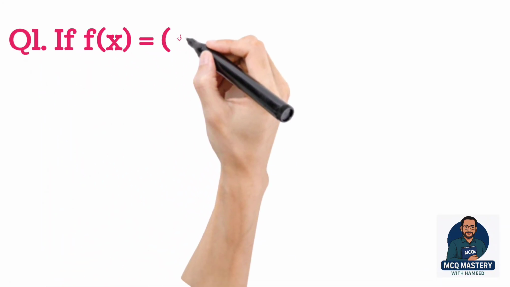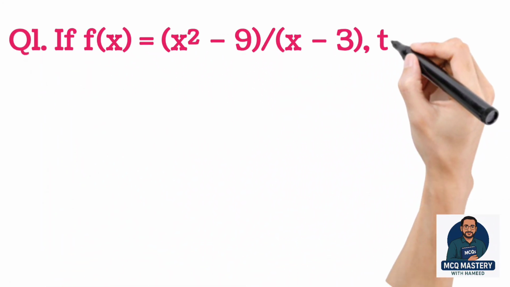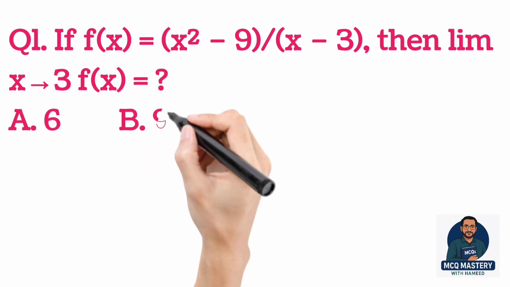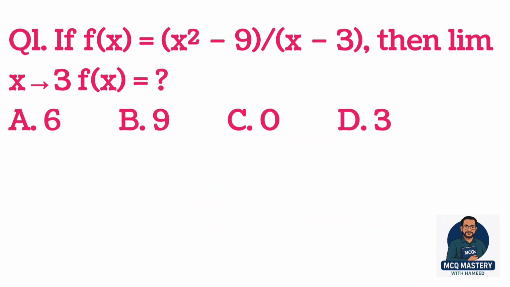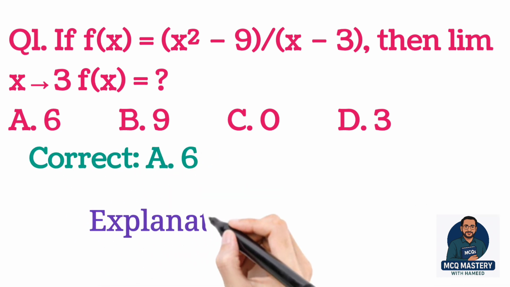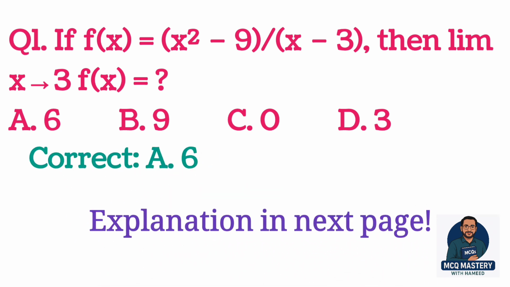Question 1. If f(x) = (x² − 9)/(x − 3), then limit x tends to 3 of f(x) is equal to. Correct option is 6. Explanation in the next page.